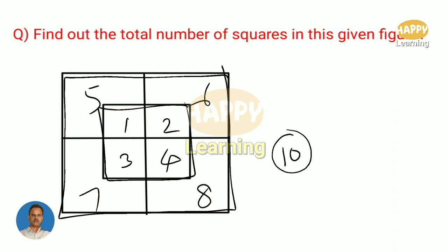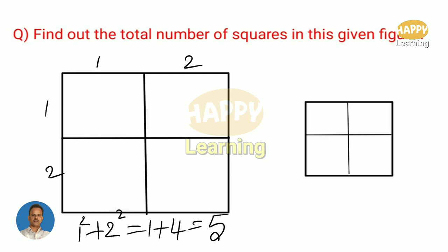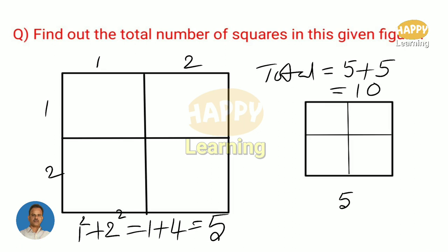So let us separate the 2 squares. This is the resolved picture. So here you can give column number 1, column number 2, row number 1, row number 2. Then here the number of squares will be 1 square plus 2 square, that is equal to 1 plus 4, that is equal to 5. Similarly here also 5. So total equal to 5 plus 5, that is equal to 10. So 10 is the answer. Here there are total 10 squares.